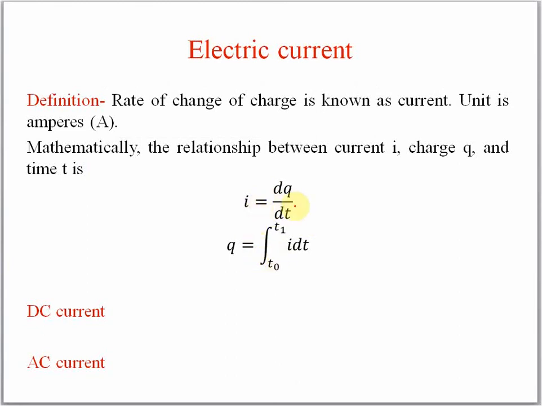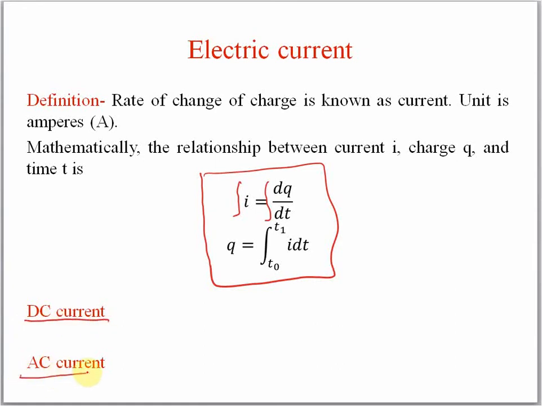Let's integrate both sides. Then we can find q equals the integration from t0 to t1 of I dt. This expression is very useful for the calculation of numerical problems, which we will discuss later. Now, electric current has two types. It may be DC current, or it may be AC current.